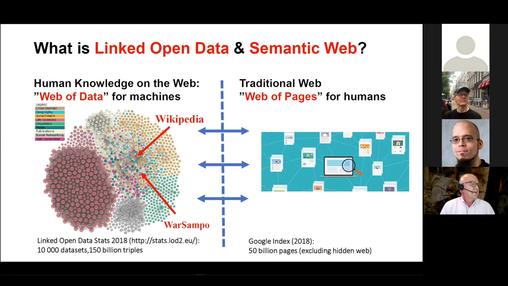People are publishing linked data sets on the web and interlinking them with each other in order to enrich the data. You have here the famous illustration of the linked open data cloud, where Wikipedia is a kind of central data set. All these bubbles here are data sets, and they are interlinked with each other as illustrated in this graph. For example, War Sampo is one bubble here that is interlinked with some other data sets in order to make the larger context available.